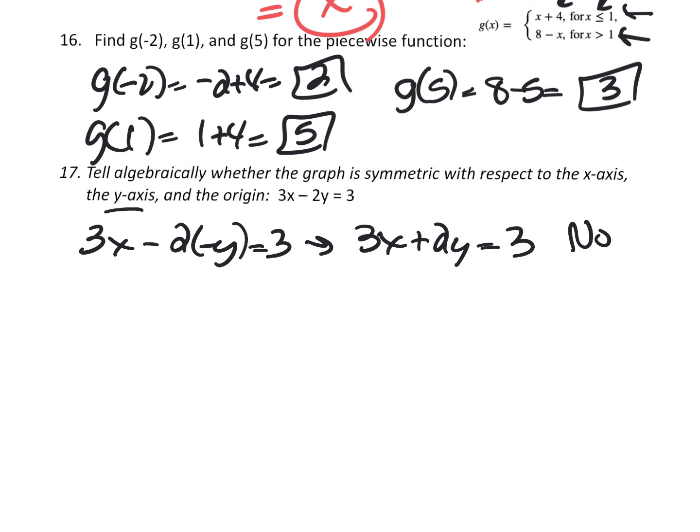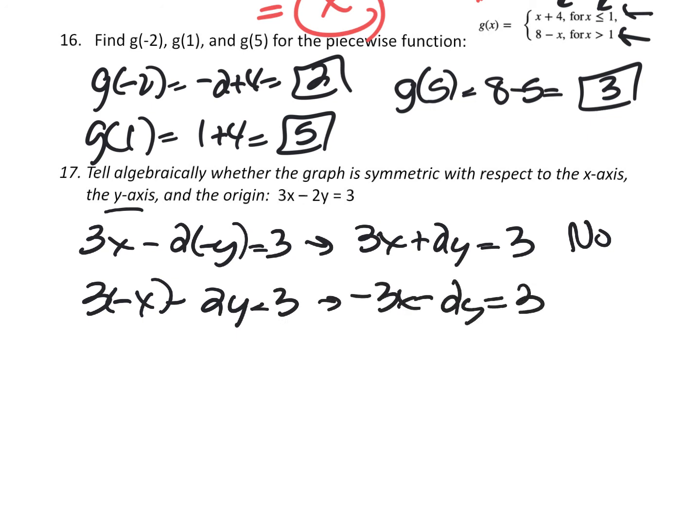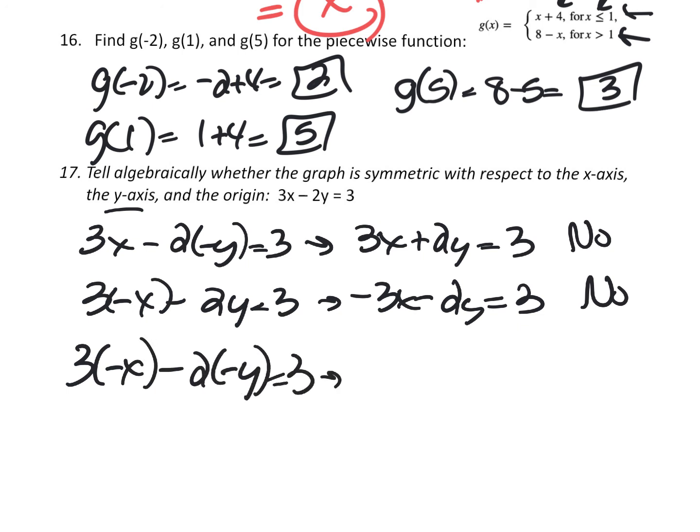If I want to check for the y-axis, you plug in a negative x. So if you plug in a negative x, you get this. Work it out, you get negative 3x minus 2y is 3. Is that the same thing we started with? No. So the y-axis doesn't work. For the origin, you plug in a negative x and a negative y. If I do that, I get negative 3x plus 2y equals 3. And you see, is that exactly the same thing, or is that the exact opposite of what we started with? It's close. It's almost the exact opposite, but the 3 messes it up. So that's a no. All 3 of those are no.